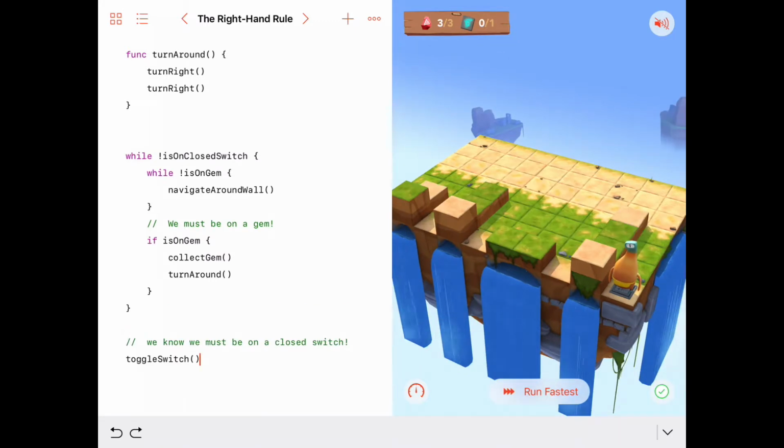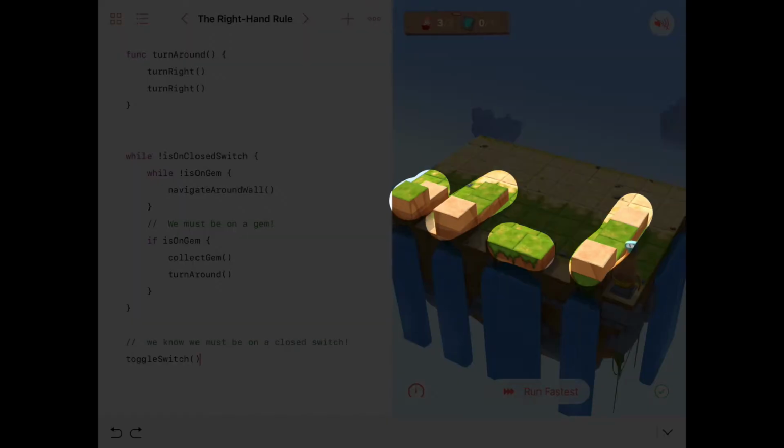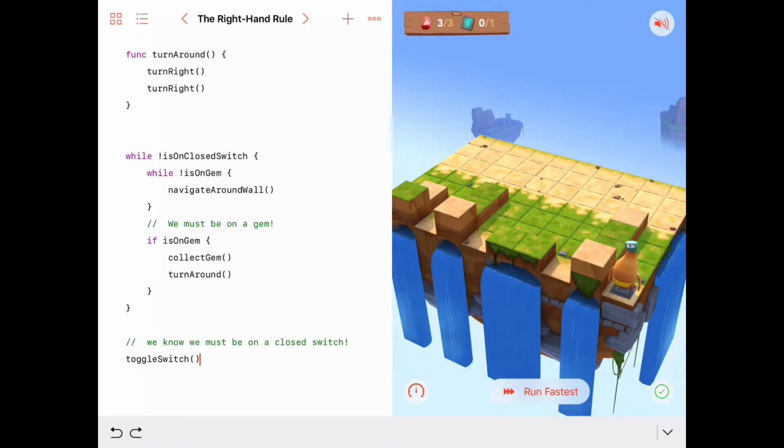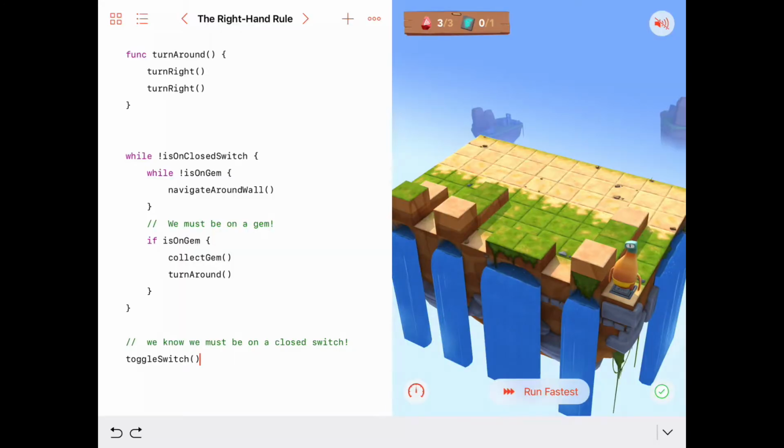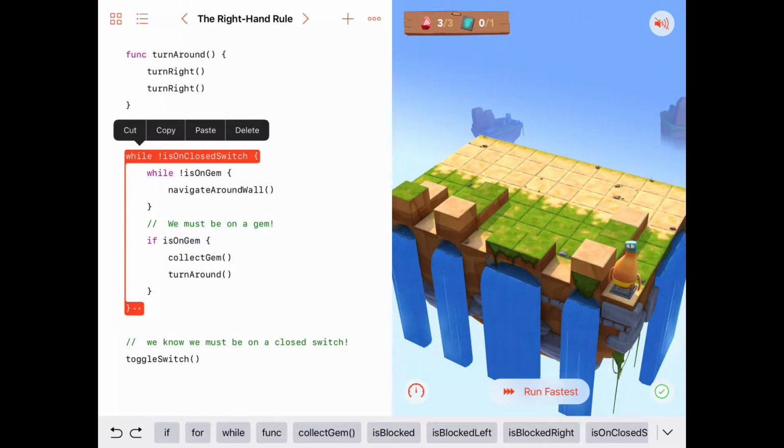He made it across all these first four walls, but then when he got to this last one here, he seemed to want to keep trying to navigate around the wall. So we have a logic error in our program, and let's try to figure out what went wrong here. So let's go back and look at our code. Now, our main program, it simply says, while we're not on a closed switch, we want to do something, okay?